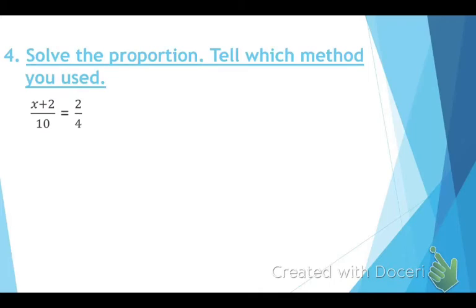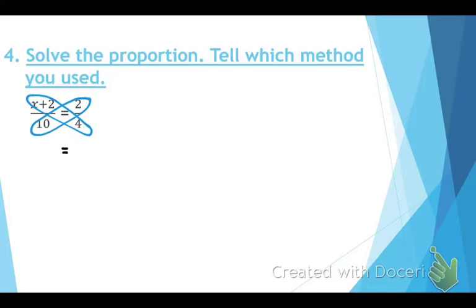Solve the proportion and tell me which method you used. All right, so for this one, you really cannot use mental math because the x has something with it, x plus 2. So what do you think the best method is going to be? I think cross products will be the best also. So I'm going to go ahead and circle this and then circle this one. Do I want my x to be on the left side or the right side? We always want it to be on the left side of our problem.